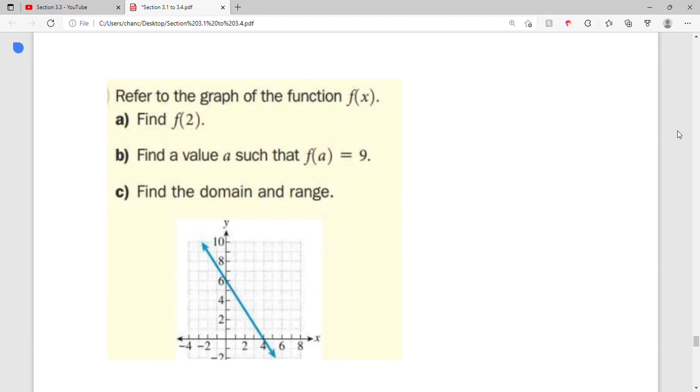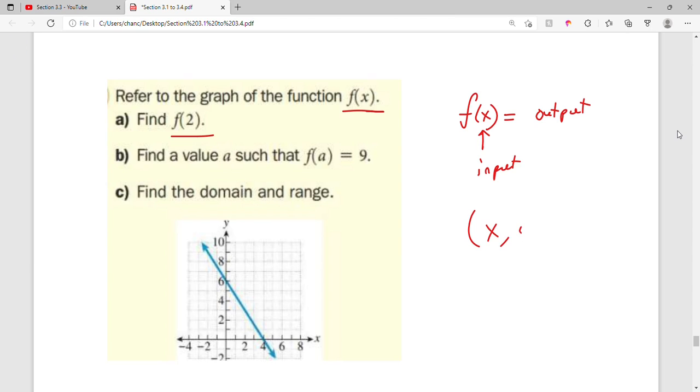In this example, let's refer to the graph of the function f of x, and let's find f of 2. Remember, f of x is going to give us the output. The input is the x, and the output is the value that we get from evaluating what f of x is. You could also think of this as a point, x, y. The x is the input, the y is the output.